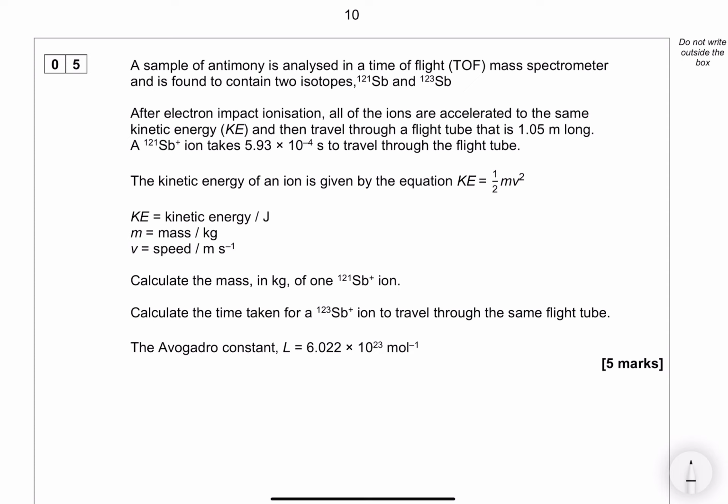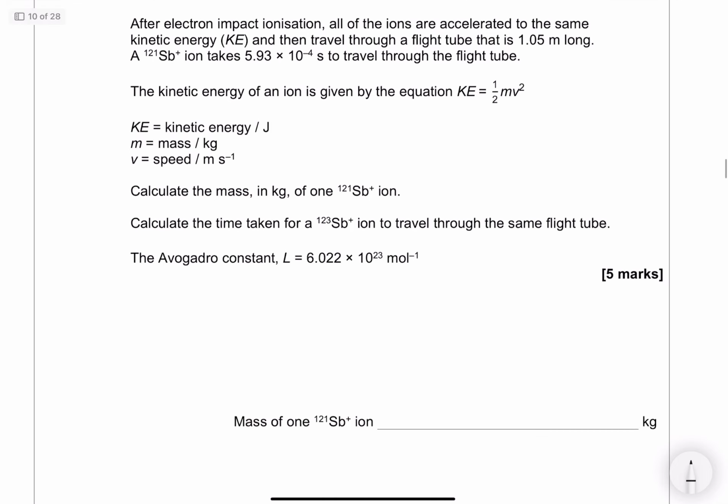A 121 antimony 1+ ion takes 5.93 × 10^-4 seconds to travel through the flight tube. And it's given us the formula for kinetic energy. It's asked us to calculate the mass in kilograms of one antimony 121 ion, and then to calculate the time for the 123 ion to travel through the flight tube.